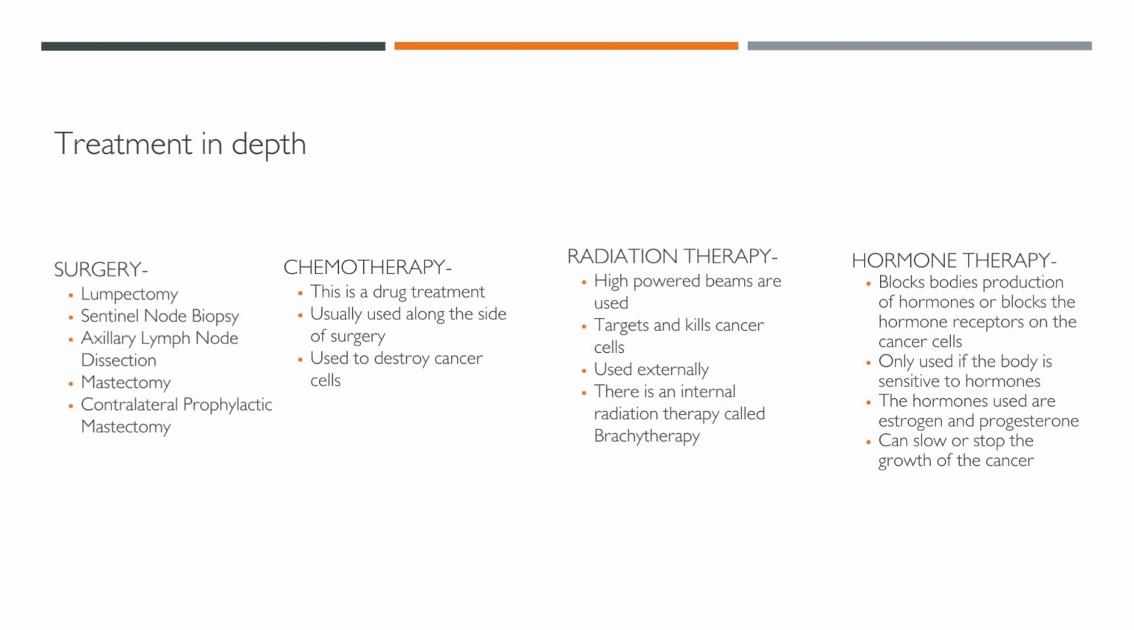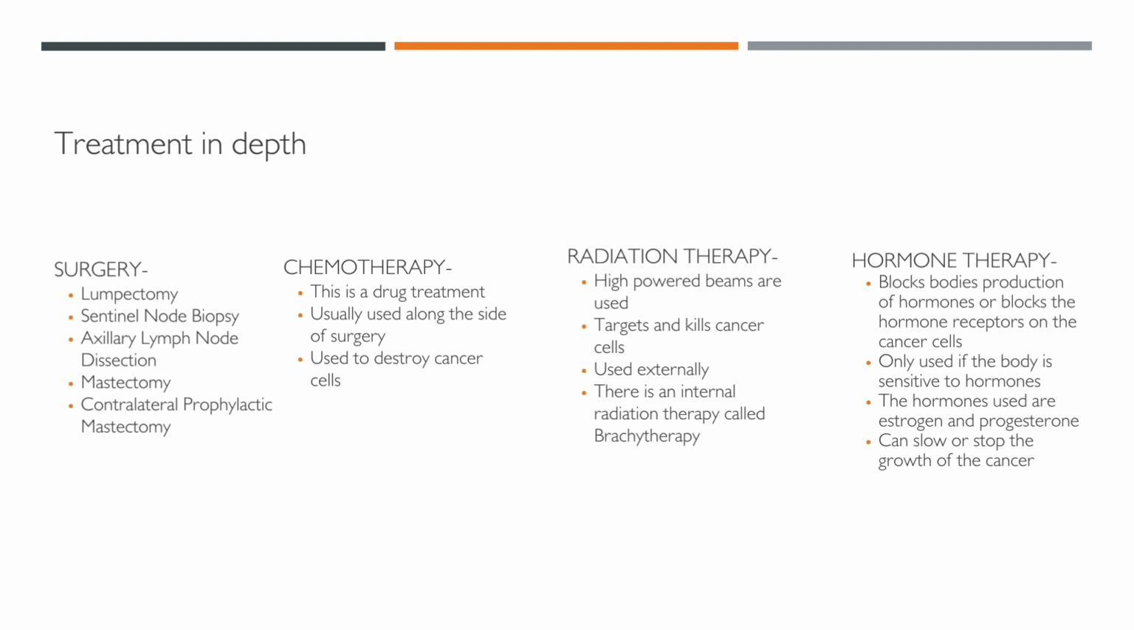Chemotherapy is a drug treatment, usually used alongside surgery, and is used to destroy cancer cells. Radiation therapy. High-powered beams are used to target and kill cancer cells. It is used externally, but there is an internal radiation therapy called brachytherapy. Brachytherapy is a type of treatment where they place radioactive seeds right next to the tumor to deliver radiation and kill off the tumor.